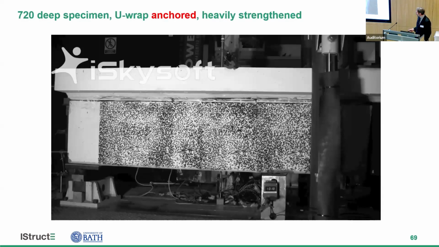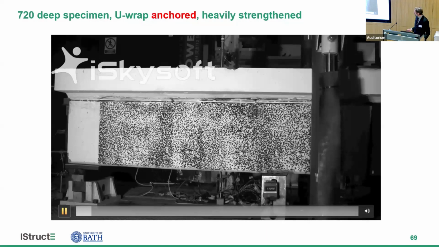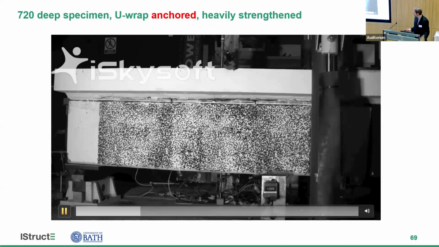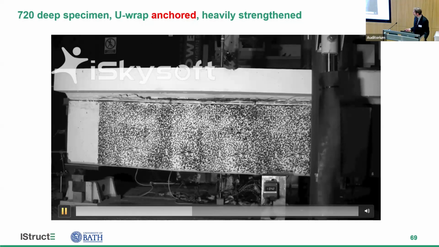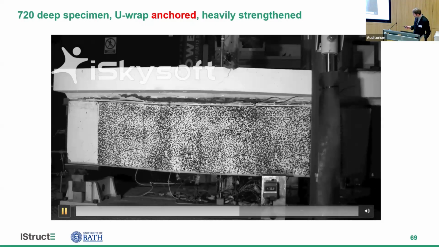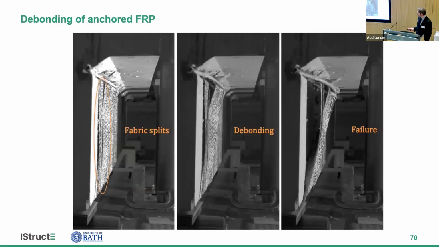This is the beam with anchorage at the top of the FRP, and again we fairly quickly see it start to debond, and eventually the anchors pull out at the top there. And there you can see that debonding happening again. Initially that debonding happens in the middle of the FRP, where the shear crack forms and then propagates towards the edge.